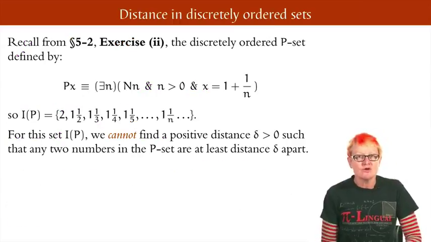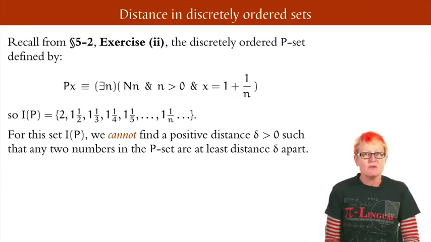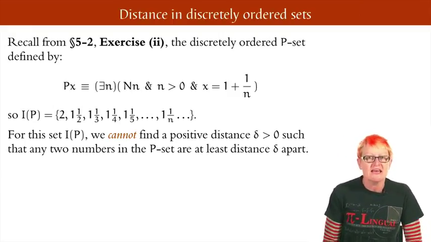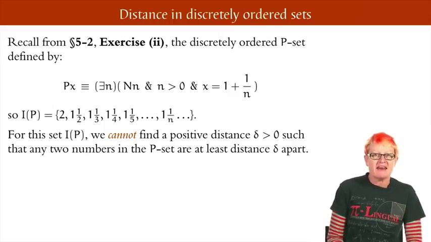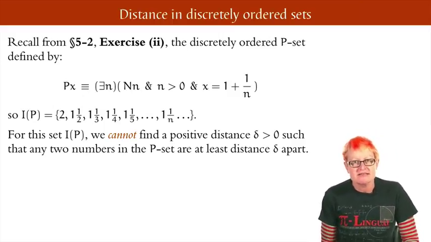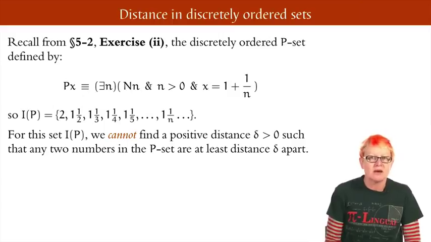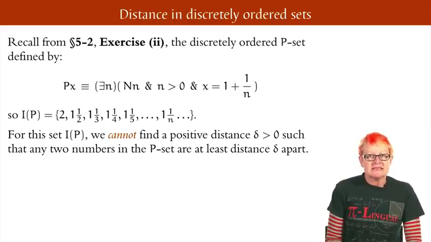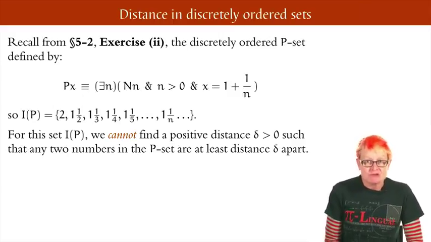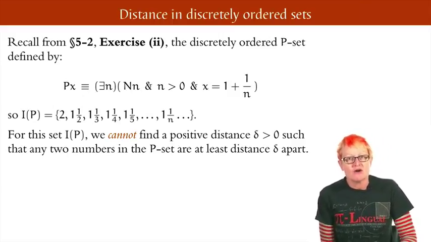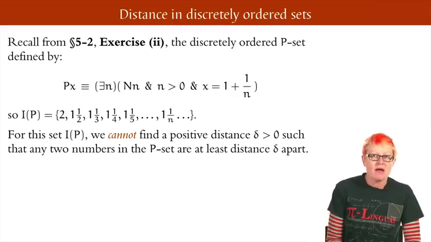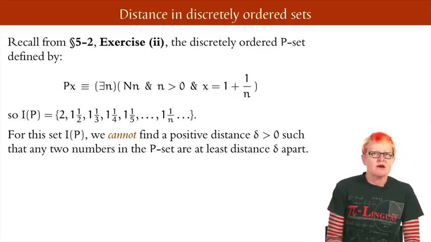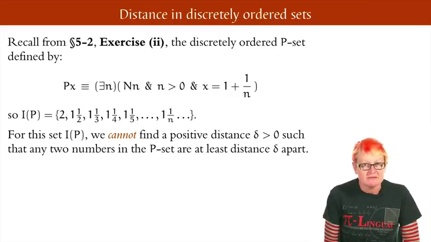Recall exercise 2 in the previous lesson 5.2 where we looked at the P set such that Px holds if and only if there is a natural number n such that n is greater than 0 and x is equal to 1 plus 1 on n. We say that this, as we saw, this set is discretely ordered because there are no numbers in the P set that lie between 1 plus 1 on n and the next largest 1 plus 1 on n minus 1.